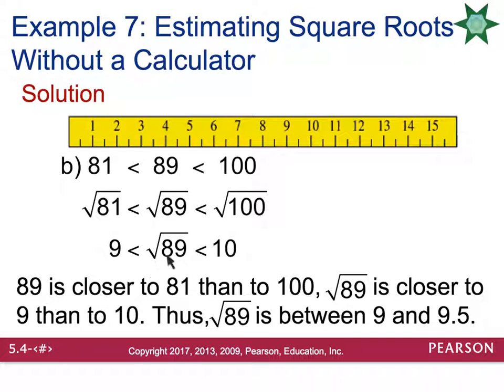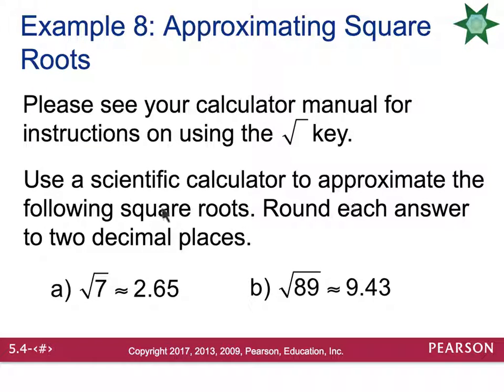Okay. Now, since 89 is closer to 81 than it is to 100, we can say that the square root is probably going to be closer to 9 than it is to 10. So we'll probably put it somewhere over here, close to 9. Between 9 and 9.5. So we're just estimating, but we'll say maybe 9.3 or 9.2 or something like that. Okay, and if we use a scientific calculator to check these, we're going to see that square root of 7 is about 2.65. It's between 2.5 and 3. And square root of 89 is about 9.43, which is between 9 and 9.5.